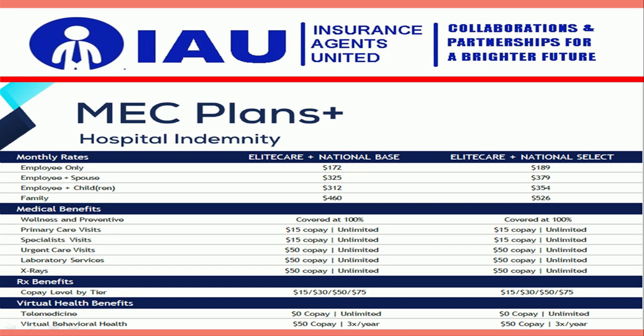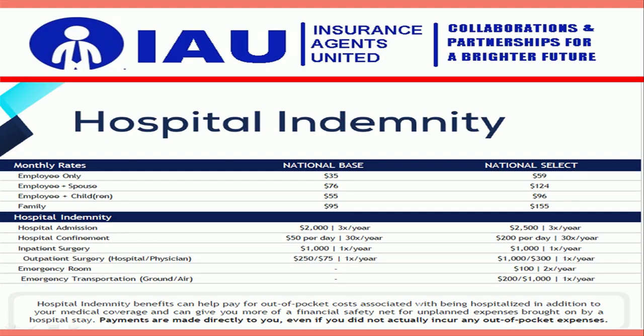Another consideration your prospective clients will have is coupling their MEC plans with hospital indemnity plans, which we do not recommend. And here's why. Looking at the coverage for the National Base Plan, $2,000 for admission, this is a one-time payout, and then only $50 per day for hospital confinement, which pales in comparison to the actual cost of one day in the hospital. Inpatient and outpatient benefit amounts are limited, and the National Select Plan isn't much better.